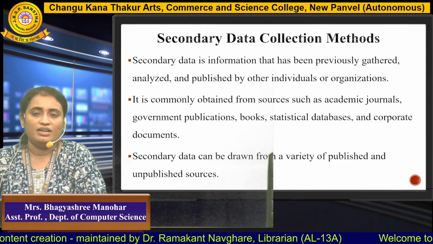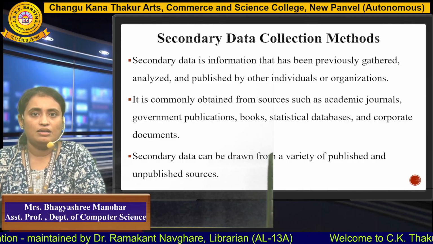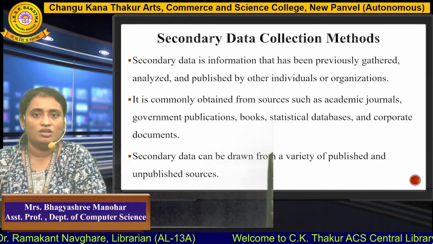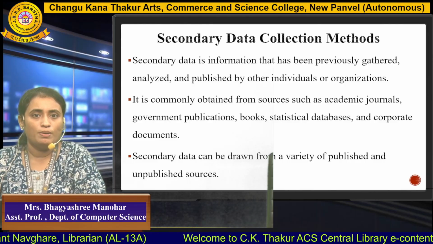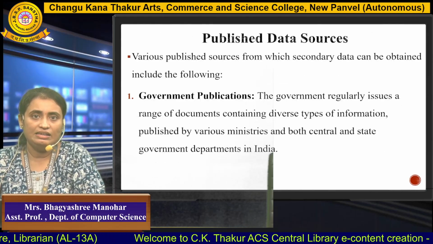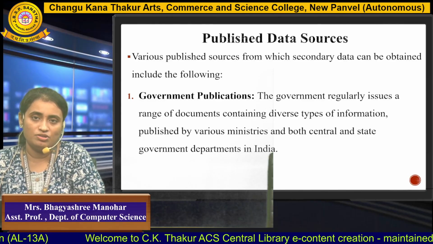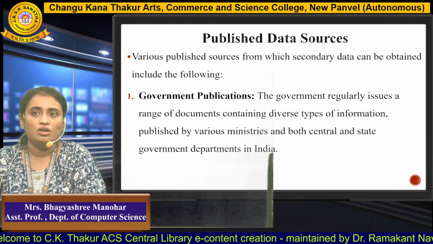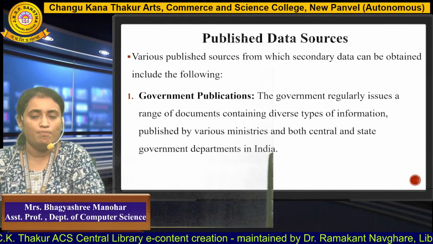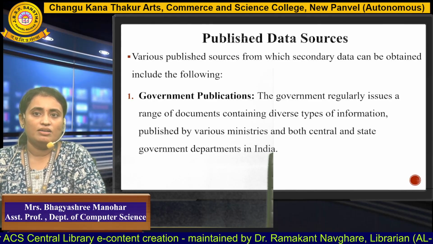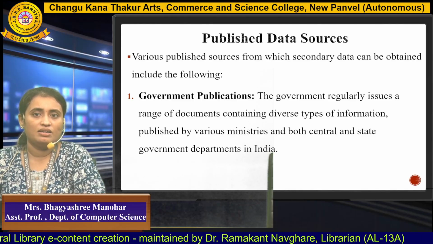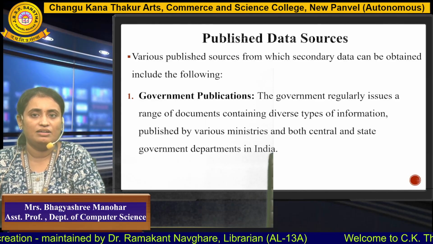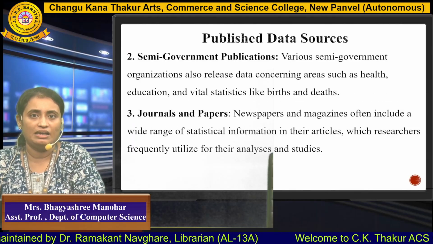It is information that has been previously gathered, analyzed and published by other individuals or organizations. It can be drawn from a variety of published and unpublished sources. There are two types of secondary data, that is the published and the unpublished. In the published, first is the government publication. The government regularly issues a range of documents containing diverse types of information published by various ministries and both the central and state government departments in India.